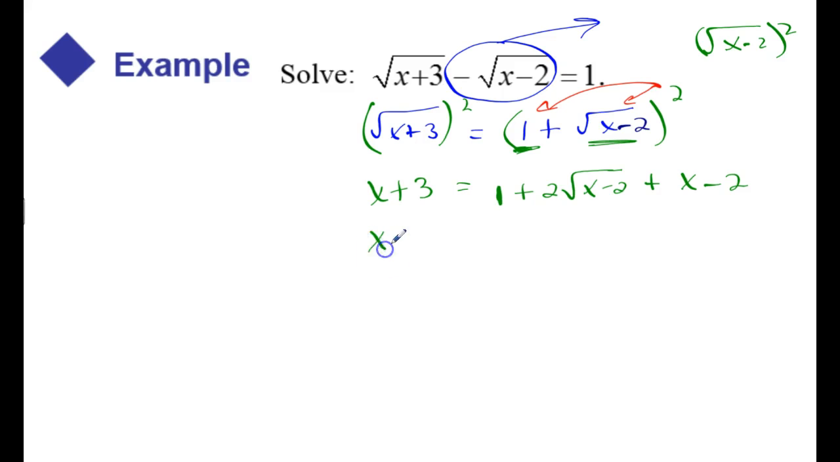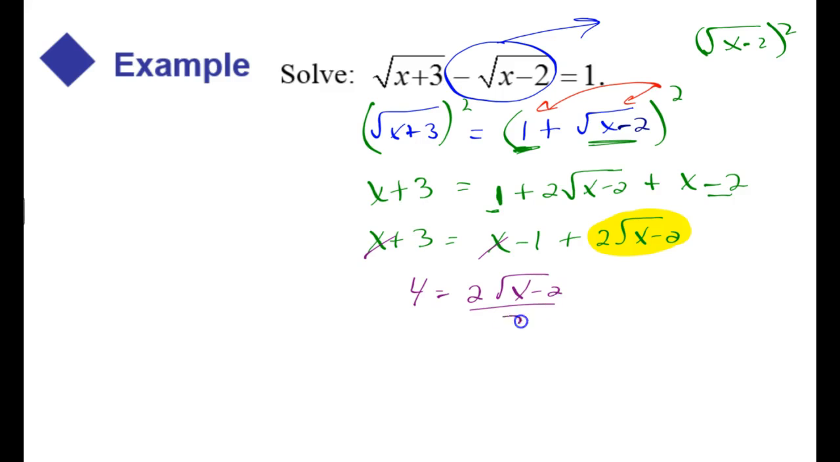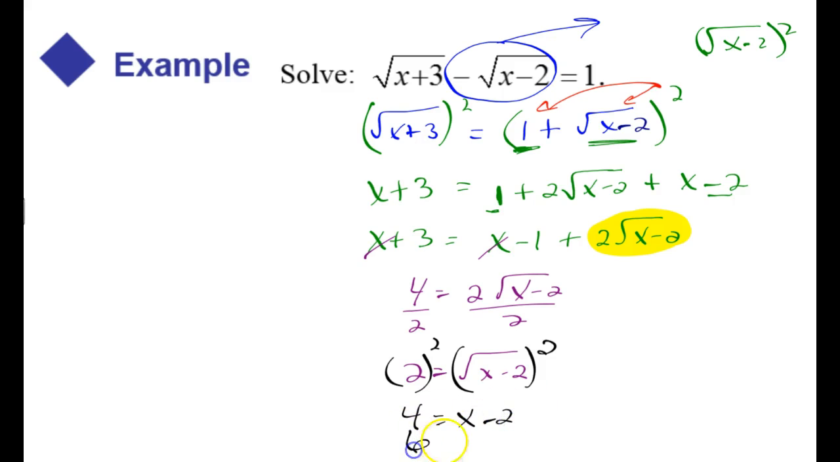So I'm going to combine some like terms. x plus 3 is equal to, I'll combine the 1 and the -2. So this is x minus 1 plus 2 square roots of x minus 2. And now the goal is to isolate the radical again. In fact, I'm going to leave this 2 on this side too because I don't want to work with fractions. But I'm going to subtract off x from both sides, which is kind of nice. I'm going to add 1 to both sides. So the x is actually canceled. And because it's not going to give me a fraction, I think I will divide through by 2. And for the second time in this problem, I'm going to square both sides. So I'll have 4 is equal to x minus 2, and then adding 2, I'll have x equals 6.